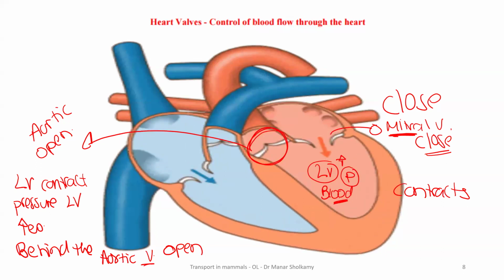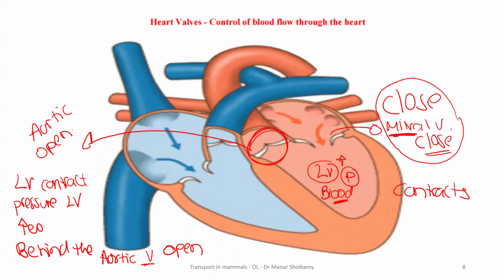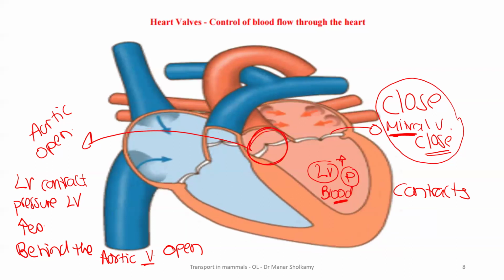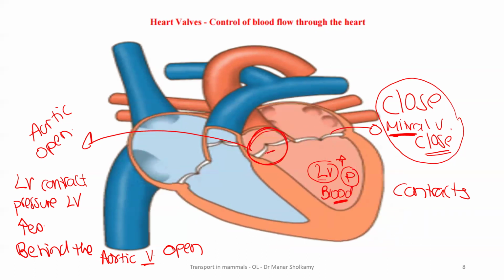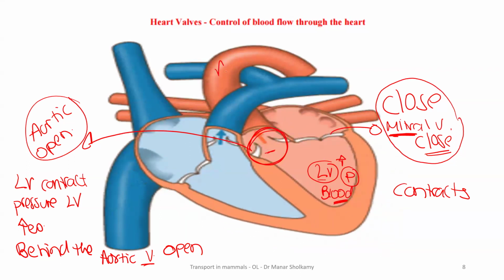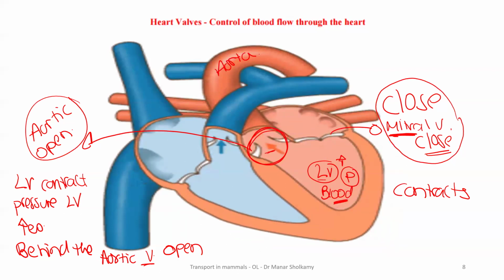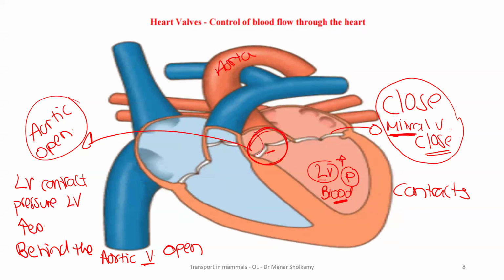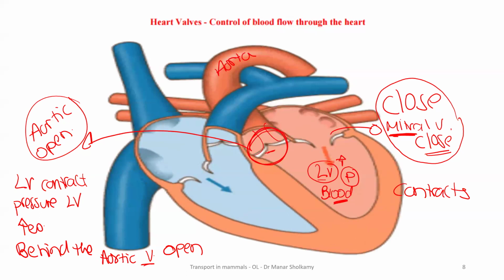The mitral valve will close to prevent the backflow of blood. Why does the mitral valve close? Because the pressure here increased in front of the mitral valve. The left ventricle is in front of the mitral valve. And the aortic valve will open. Why? So that the blood enters the aorta. But why did the aortic valve open? Because the pressure behind the aortic valve will increase, pushing the aortic valve open. Do you understand this?